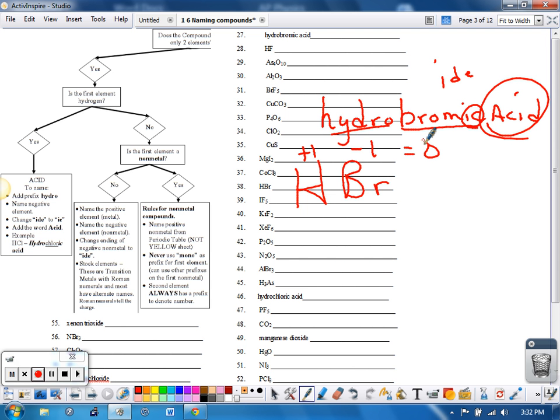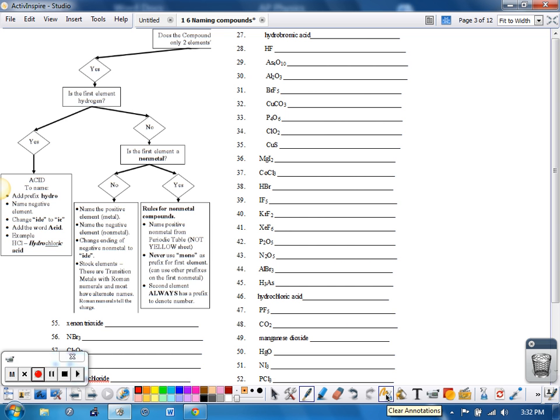All right, now the next one, you have to follow the rules that are here. Pay attention to the rules. The first rule says, name the positive nonmetal from the periodic table, not the yellow sheet. And then it says, never use mono as a prefix for the first element. But if the first element has 2 atoms, then you would use di. The second element always has a prefix.